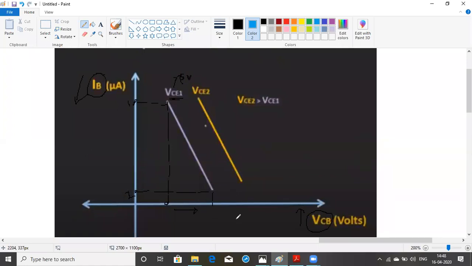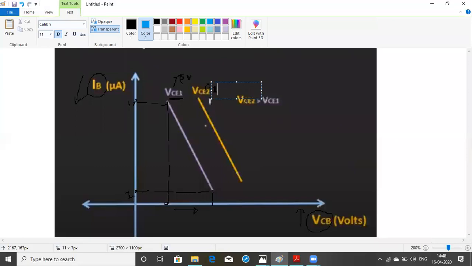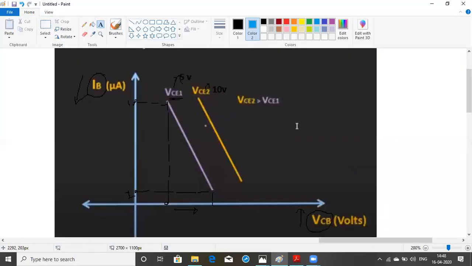So whenever you are increasing VCB, this is actually for one condition, that is, when VCE is equal to 5 volts. Now what am I doing? I am increasing from VCE1 to VCE2. Now it is not 5 volts, now it is 10 volts. So whenever I have increased VCE to 10 volts, the characteristics move to the right hand side. So now it is here.